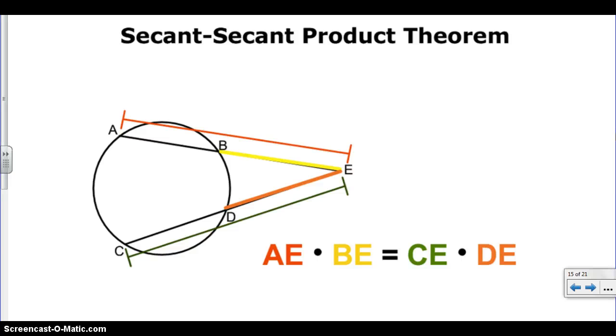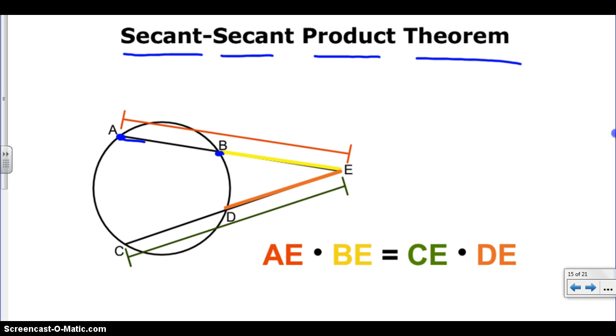Hello, and right now we're going to look at a new one. It's the secant-secant product theorem. So similar to chord, only we have secant. So you have to remember what the definition of a secant is. It is a chord that goes through the circle at 2 points.